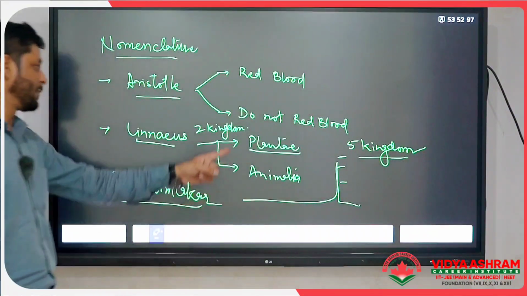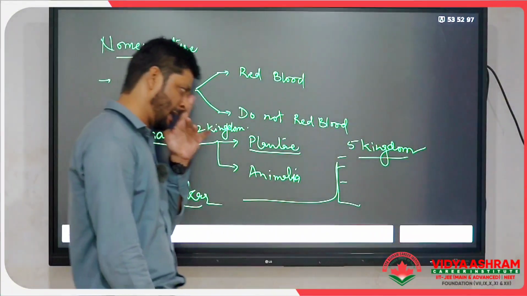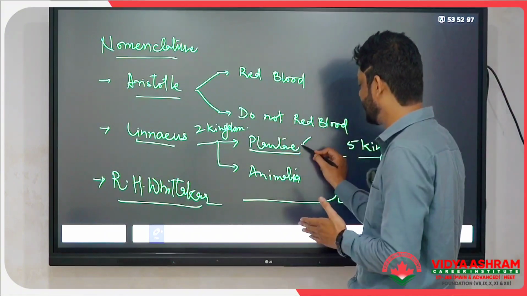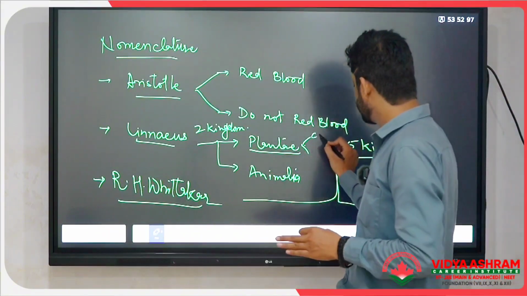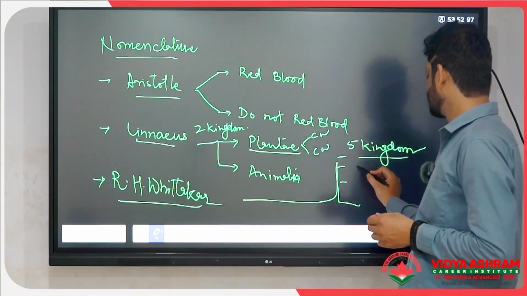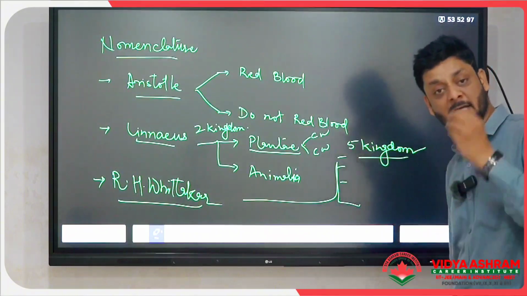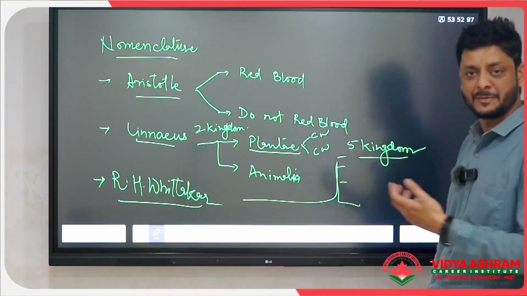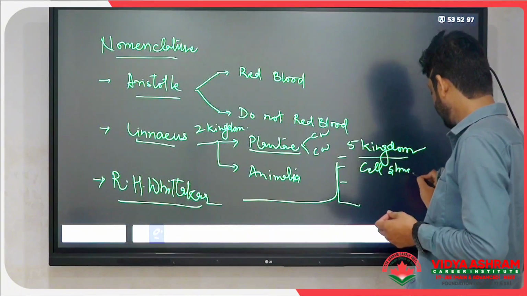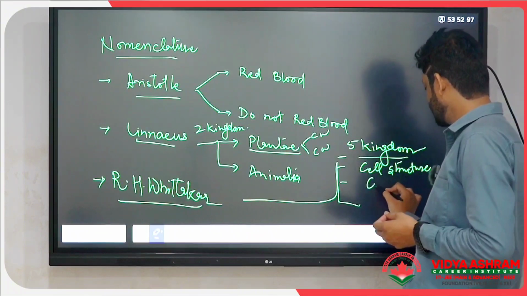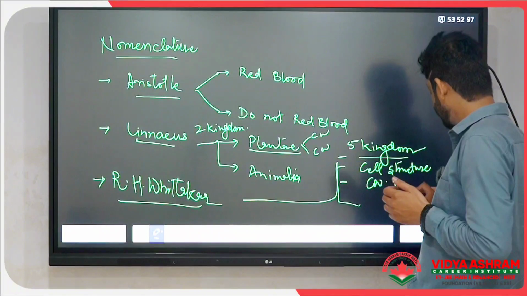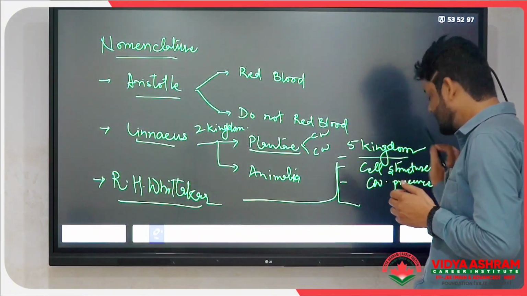So R.H. Whittaker proposed the 5 kingdom classification, and once the 5 kingdom classification was given, we separated the kingdom Plantae on the basis of the cell wall and the type of the cell. So what is the basis of dividing the whole biological world into 5 kingdoms by R.H. Whittaker? First, the cell structure. Then the cell wall presence, either it is present or not.